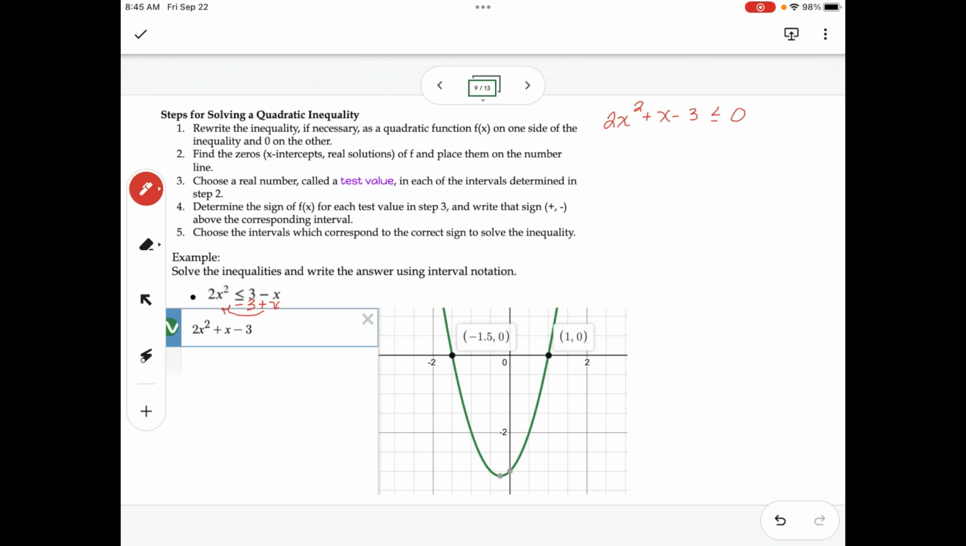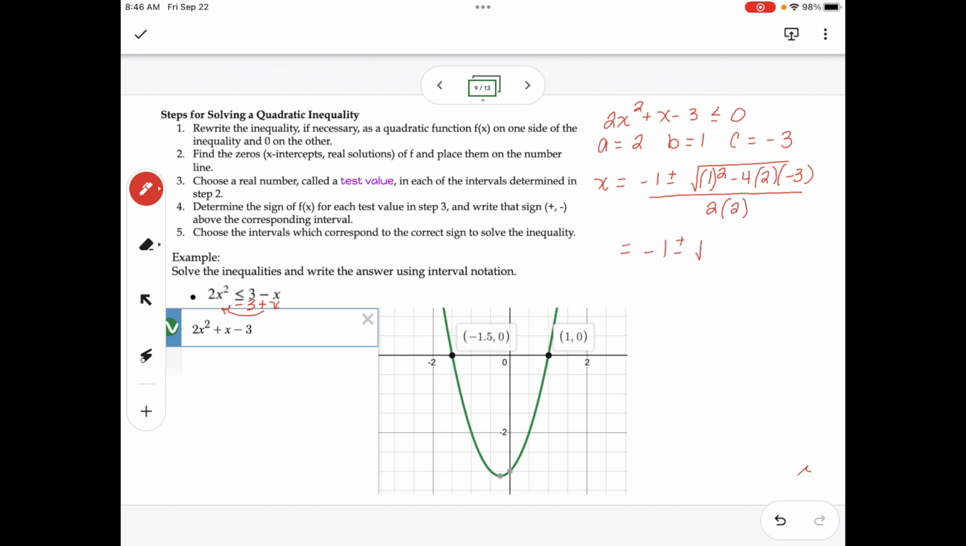We need to now find the zeros. So there's a couple ways we could do this. We could factor, or we could utilize the quadratic formula. And since we haven't used the quadratic formula in our notes yet, I'm going to go ahead and use the quadratic formula because I know A is 2, B is 1, and C is -3. So x equals the opposite of b plus or minus the square root of b squared minus 4 times our a value times our c value, all over 2 times our a value.